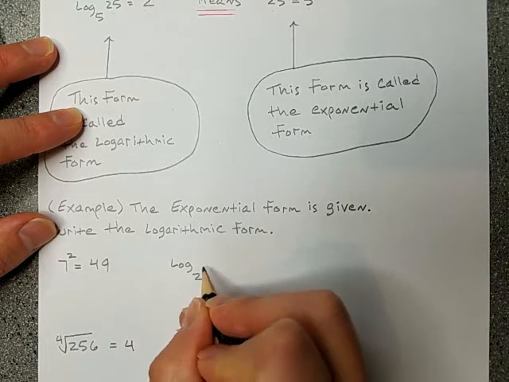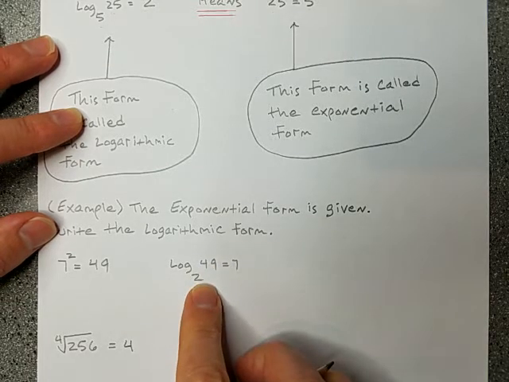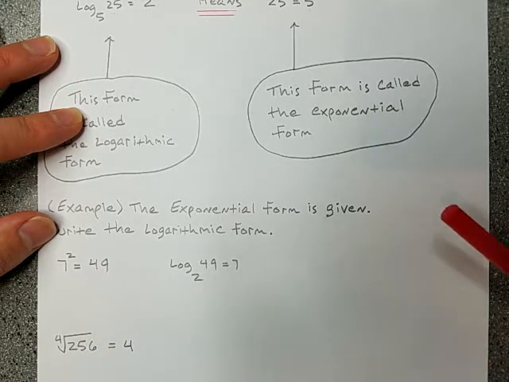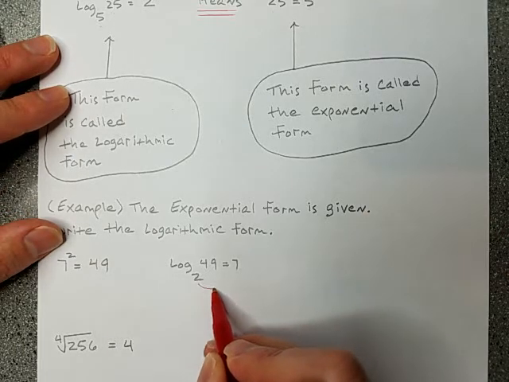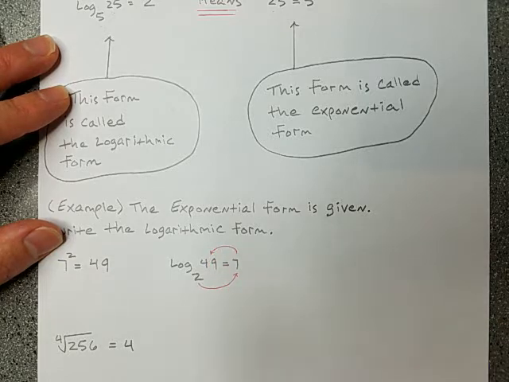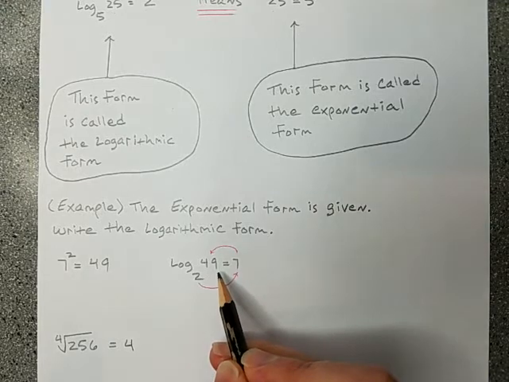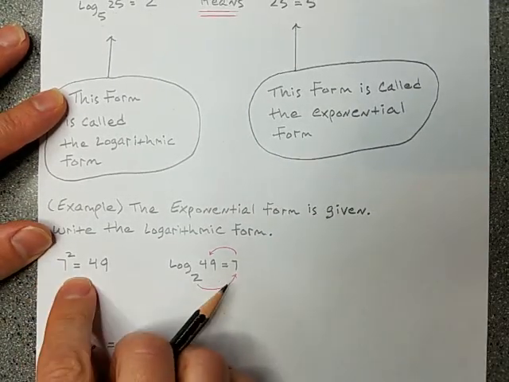Log base 2 of 49 is equal to 7. Did I do that right? If this is the exponential form, is that the logarithmic form? Well, let's check it. What does this mean? All logarithms mean that if this base number is taken to that power, you'll get this number. Well, 2 to the 7th power is definitely not 49. Not true. It's not the logarithmic form of that.